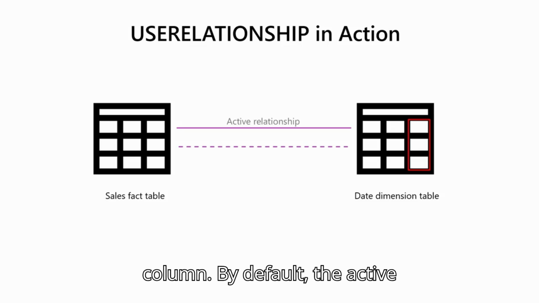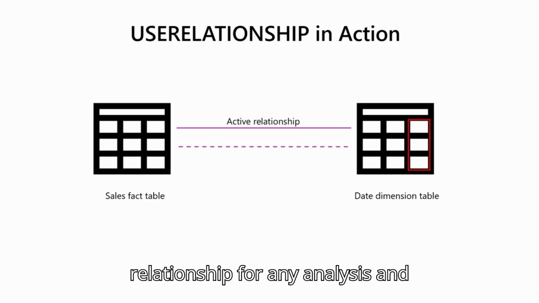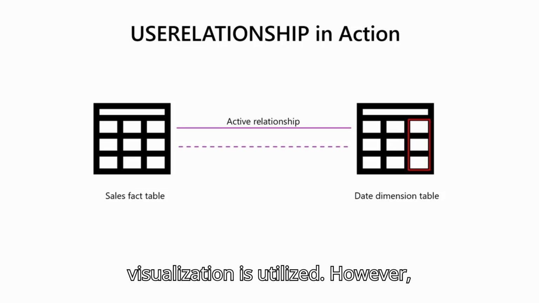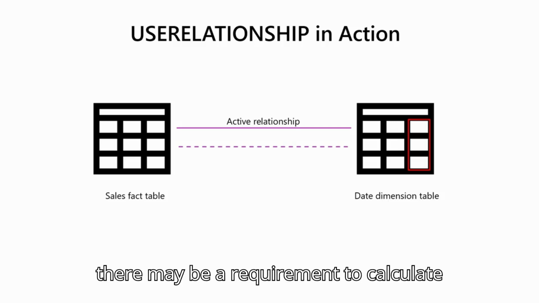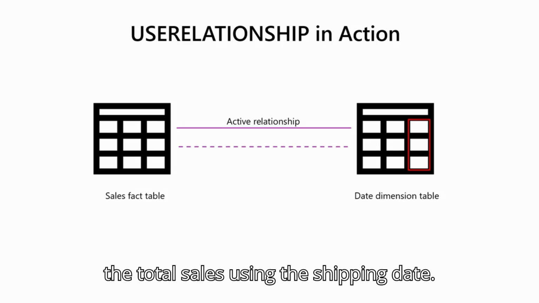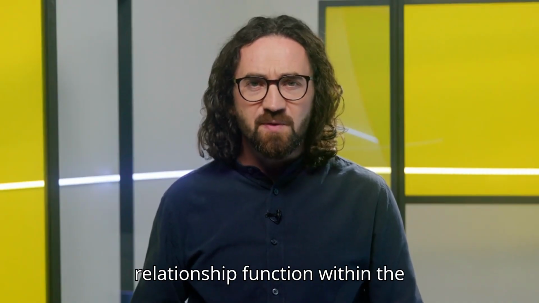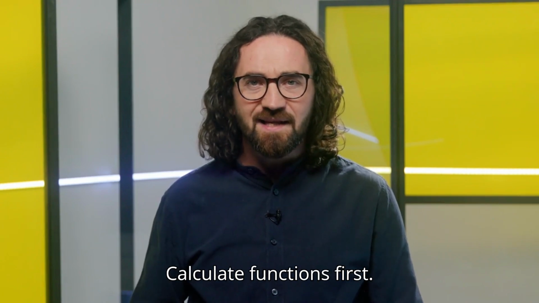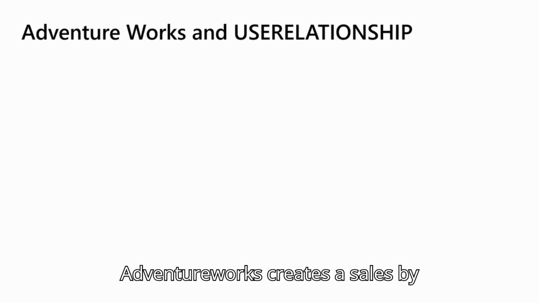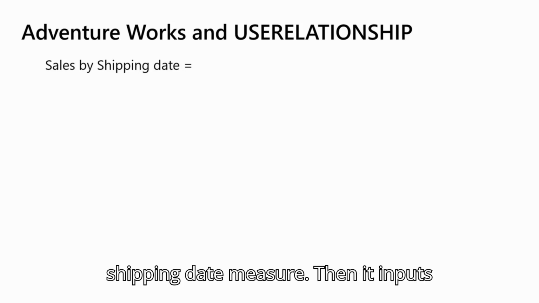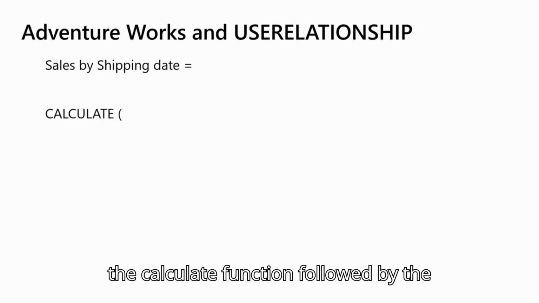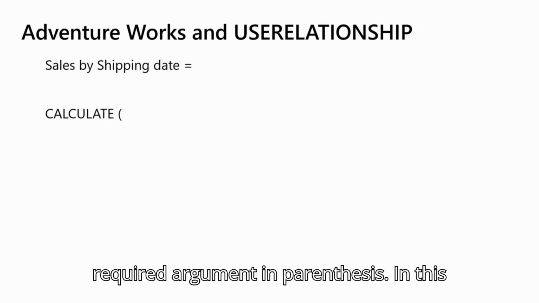By default, the active relationship for any analysis and visualization is utilized. However, there may be a requirement to calculate the total sales using the shipping date. To do this, it can use the USERELATIONSHIP function within the CALCULATE function. First, AdventureWorks creates a sales by shipping date measure. Then it inputs the CALCULATE function, followed by the required argument in parentheses.